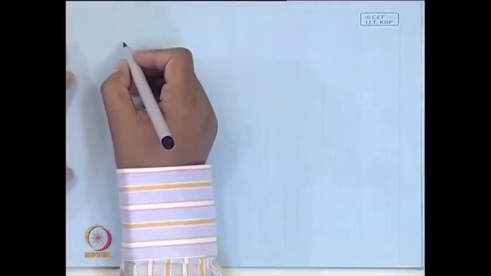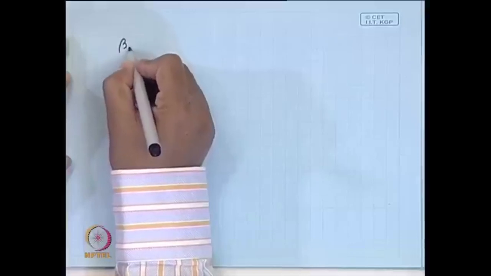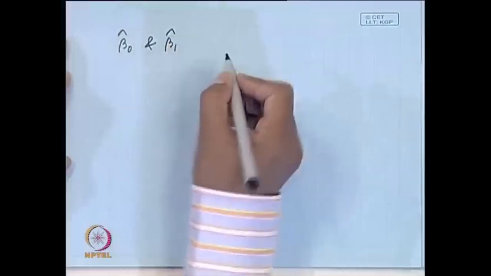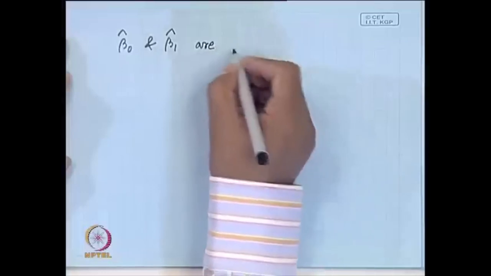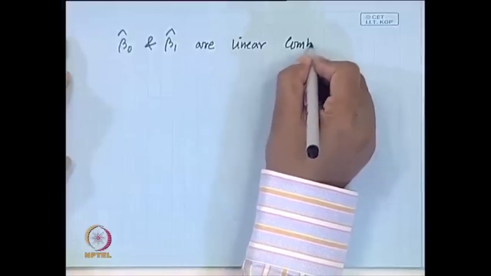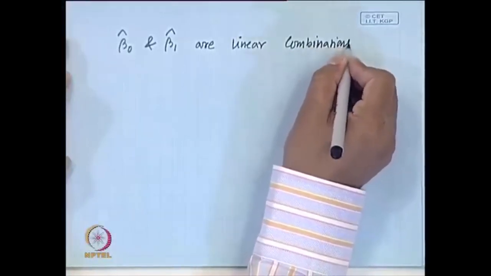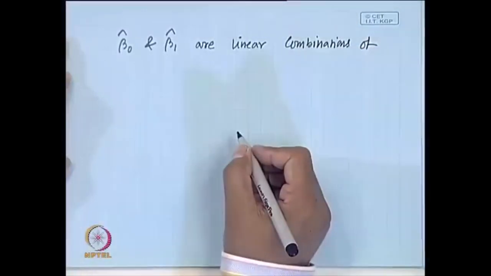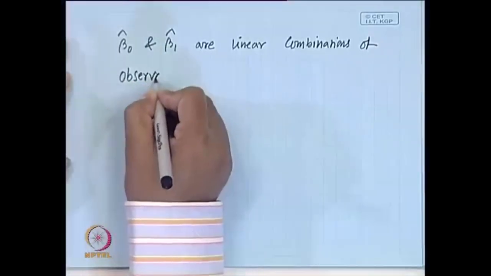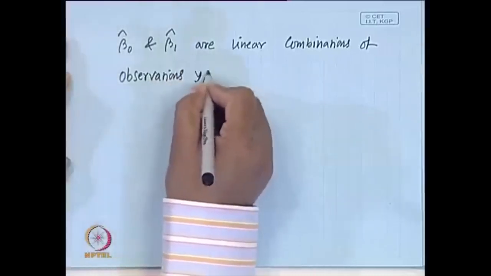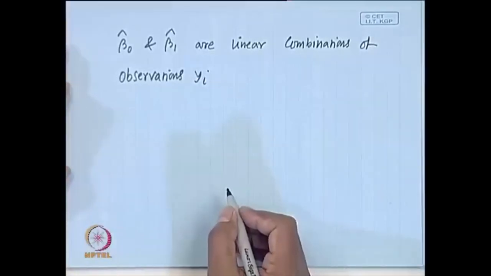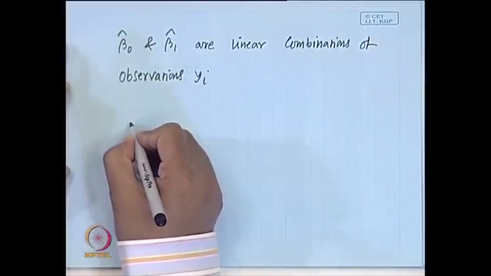First, I will prove that beta naught hat and beta 1 hat are linear combinations of observations. That means we want to say that they are linear estimators. Okay, for example, consider beta 1 hat.